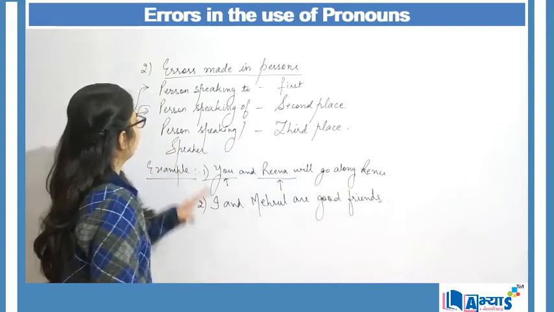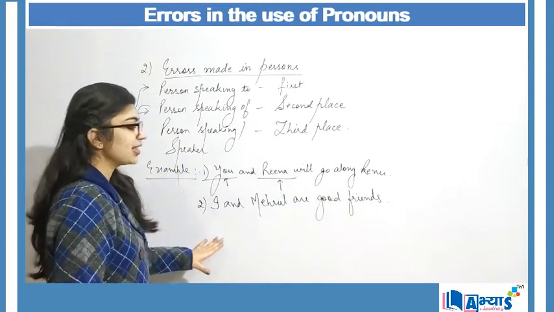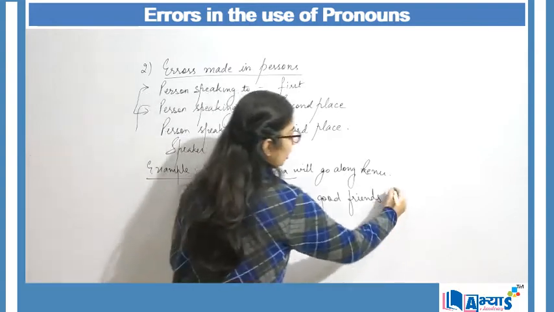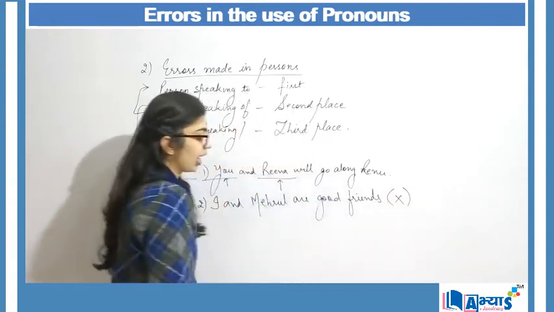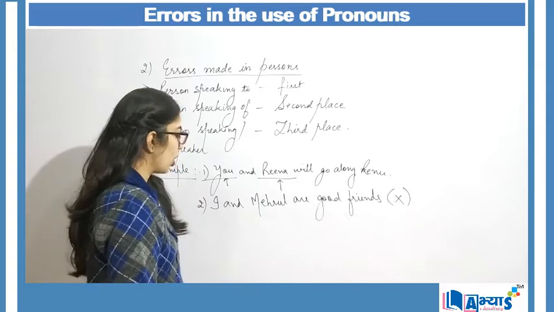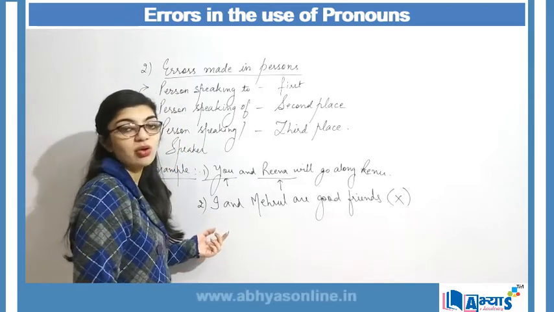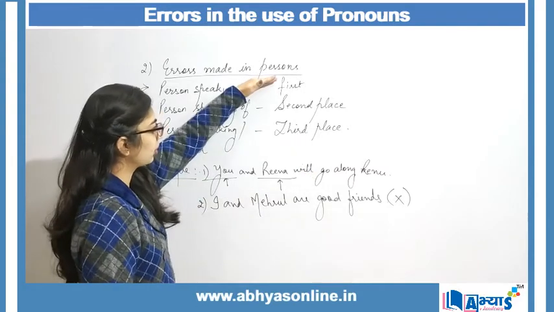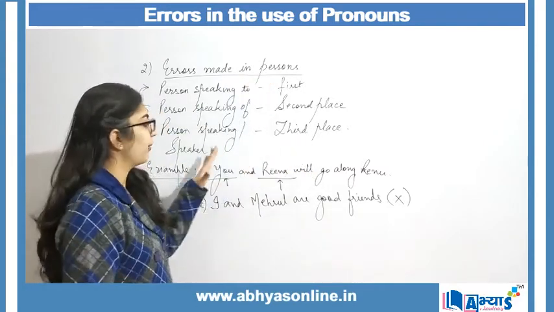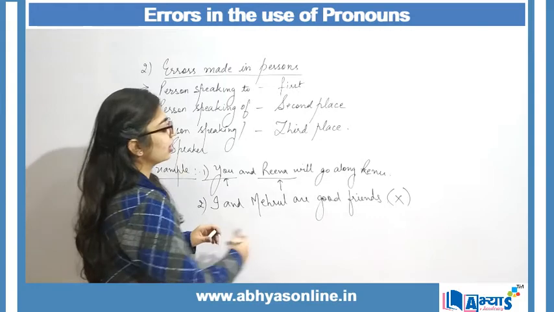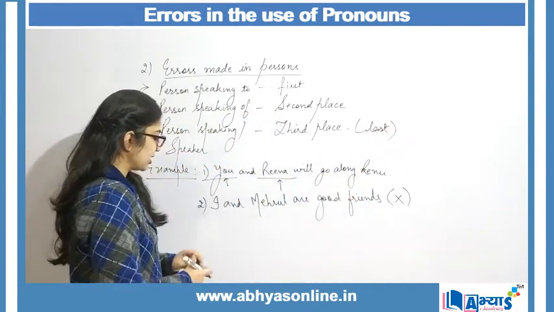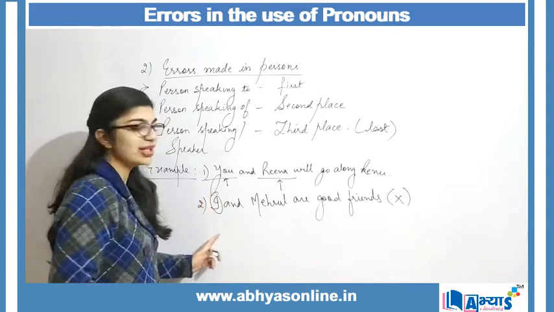Now looking at the above rule, my sentence "I and Mehrul are good friends" is considered to be wrong. And why is my sentence wrong? Because the speaker will always come at the third place. Here, third place means the last place. That means the speaker will always come at the last.